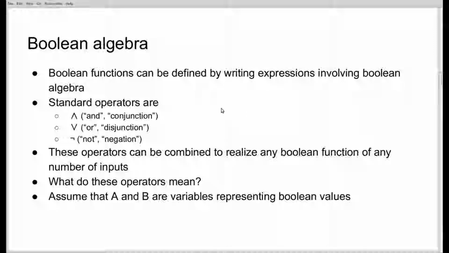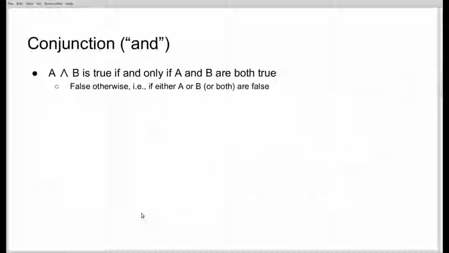One of the common ways to specify the semantics of a Boolean function is to use Boolean algebra. And in Boolean algebra, there are 3 standard operators: the conjunction operator, the disjunction operator, and the negation operator. And by combining these 3 operators in various ways, we can create any arbitrary Boolean function of any number of inputs. So let's talk about the semantics of these 3 operators. And as we do so, A and B are going to be variables that represent Boolean values.